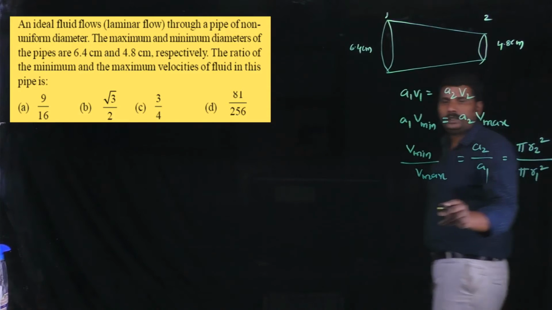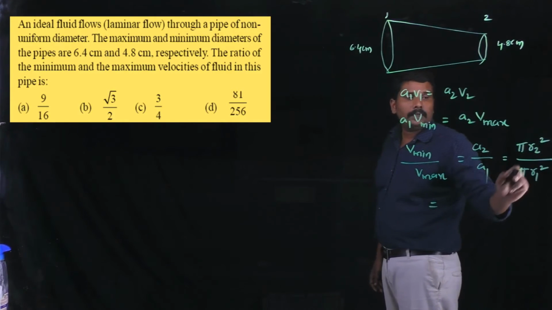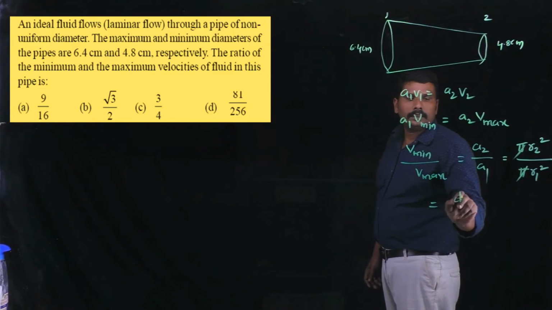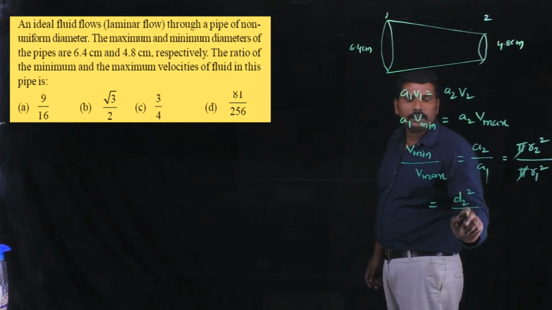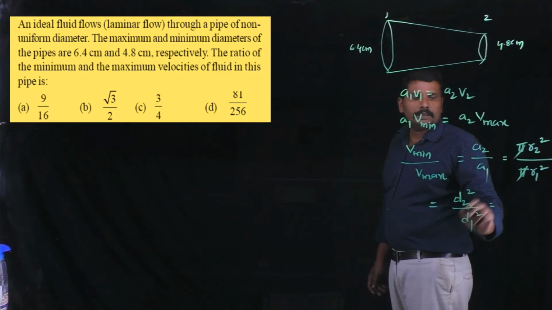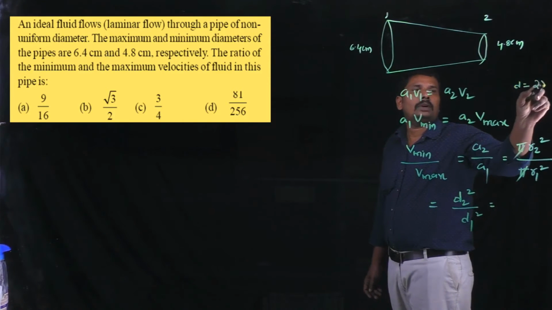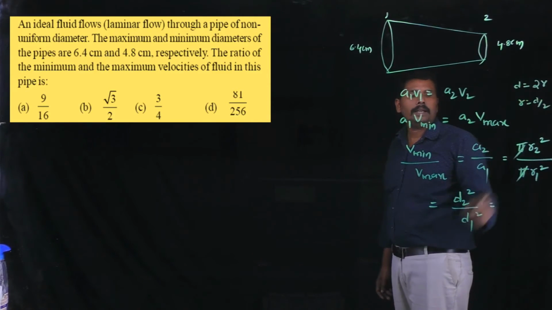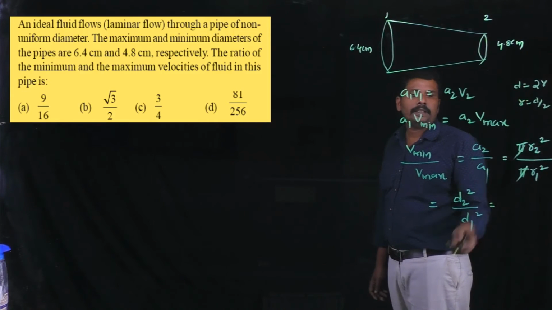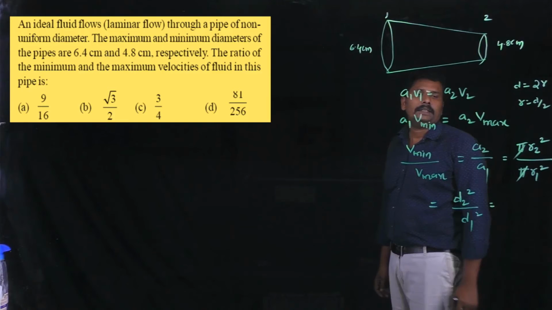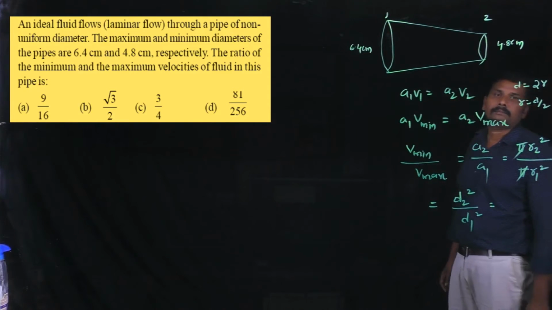Okay, simply it can be written as, by cancelling the terms pi pi, d2 square by d1 square also. Okay, since d equals 2r and r equals d by 2, simply r2 means d by 2 whole square, it is d2 square by 4, and at the denominator it is d1 square by 4. By cancelling the common terms 4 and 4, we got that it is d2 square by d1 square.